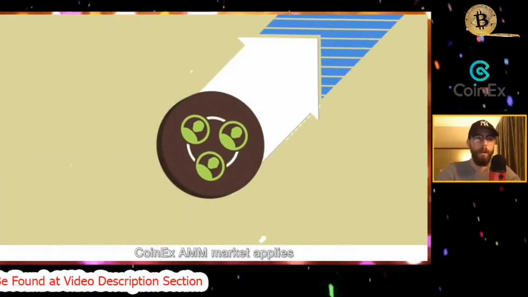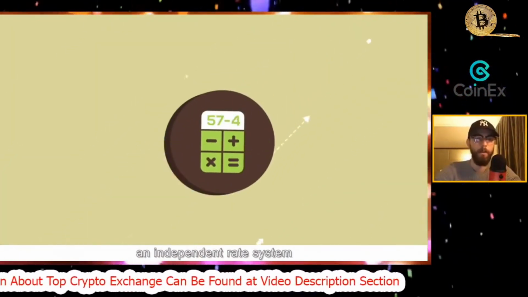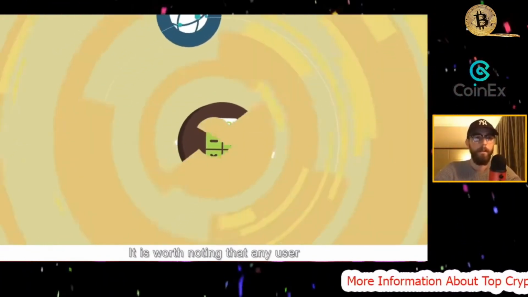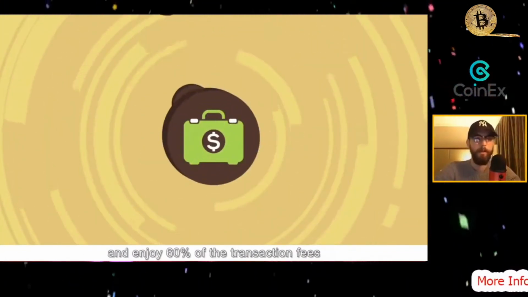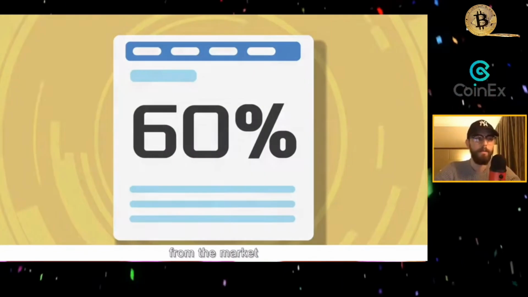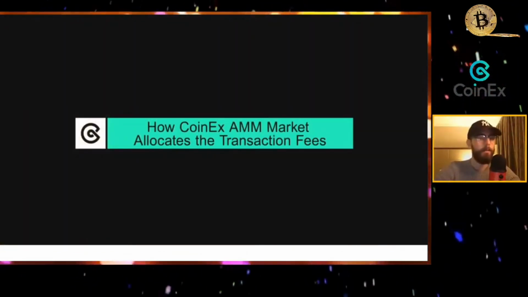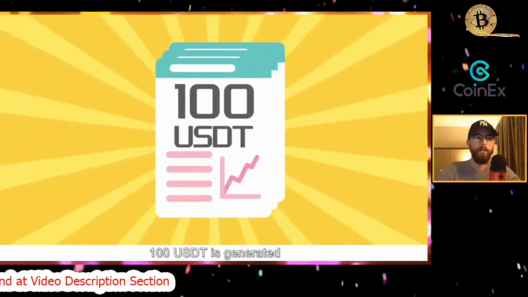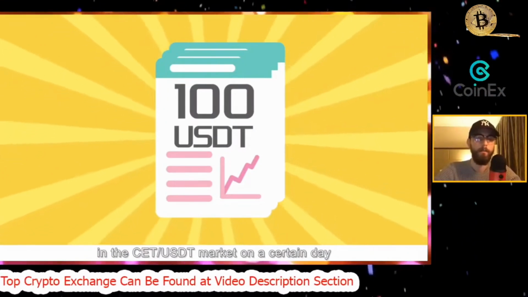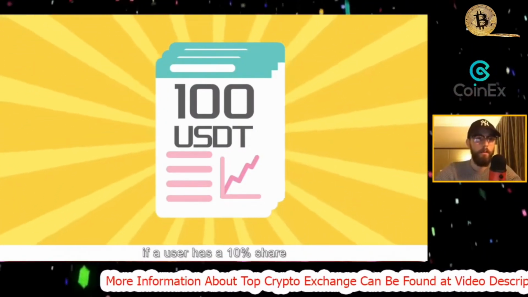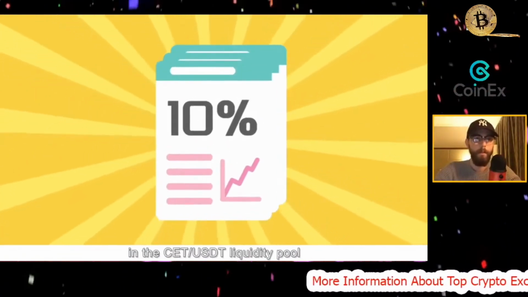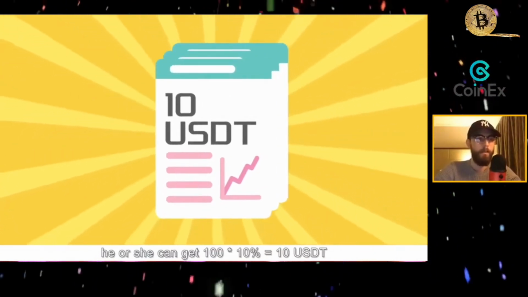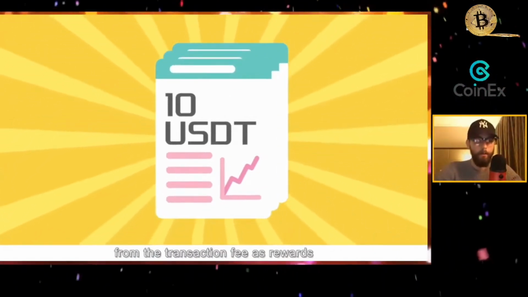Unlike ordinary markets, CoinEx AMM market applies an independent rate system, where the rates for the maker and the taker are both 0.3%. It is worth noting that any user can join the liquidity pool as a market maker and enjoy 60% of the transaction fees from the market. Here is an example to help you understand the rules. Assuming that a transaction fee of 100 USDT is generated in the CET/USDT market on a certain day, if the user has a 10% share in the CET/USDT liquidity pool, he or she can get 100 times 10% equals 10 USDT from the transaction fee as rewards.